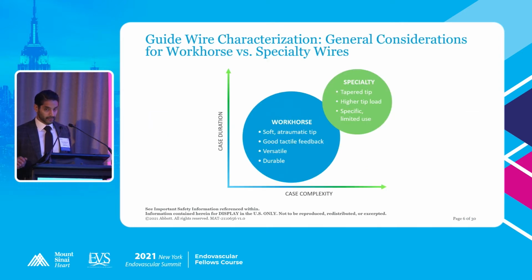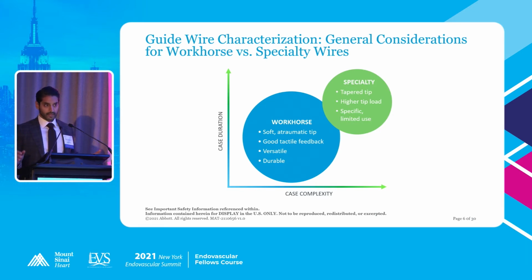So in your labs, when you're done with your training and go into the field, start to supply your lab or go into some academic institution and want to have your wires, the wires you choose will be your workhorse wires and your specialty wires. Your workhorse wires should be soft and should have an atraumatic tip. They should have very good tactile feedback to get you to where you actually want to be, should you need to change to some sort of specialty tip.